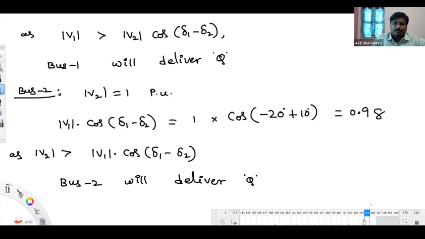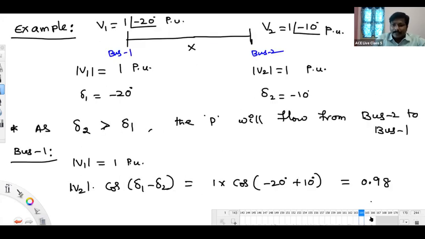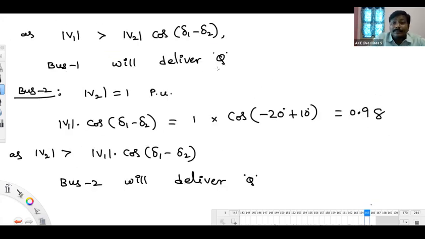For example, at bus 1, what are you saying here? Bus 1 will deliver the reactive power. According to the calculations at bus 1, what we are confirming is that bus 1 is delivering reactive power. That's it. Bus 1 delivers the Q. I don't know about bus 2, whether it is absorbing or delivering the Q. Similarly, at bus 2, we have written a statement: bus 2 will deliver the Q. That's it. I don't know about bus 1, whether it is absorbing or delivering. Following all of you. So I think all of you are getting the meaning of reactive power flow direction.